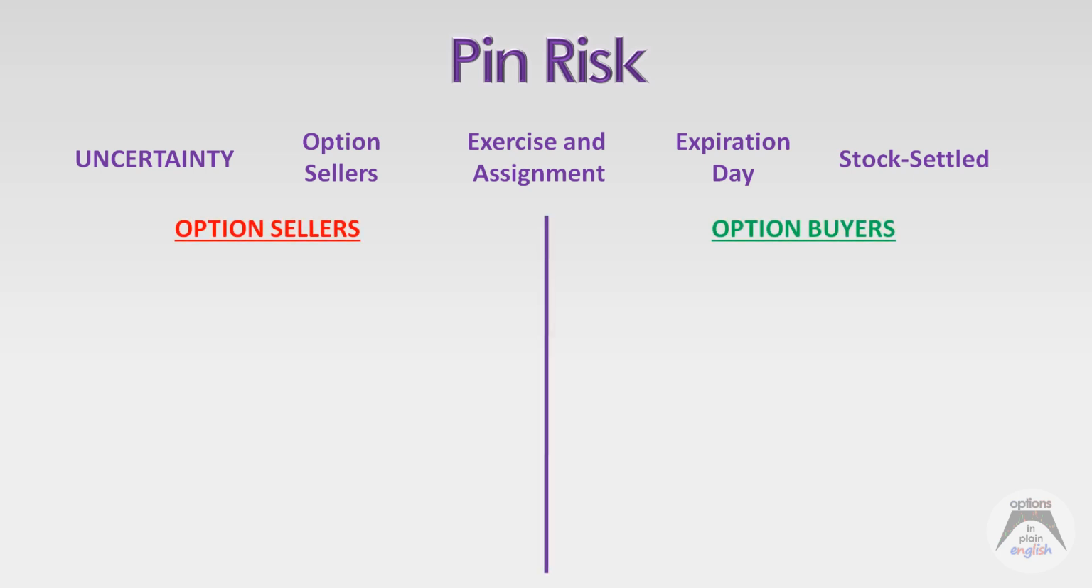Now let's take a look at option sellers and option buyers, but we're going to focus first on the sellers because those are the ones that are exposed to pin risk. If the underlying price on expiration day is very close to the strike price, so you are at risk of your option being in the money and then out of the money and then back in the money, one of the things that you can do to very easily remove this risk is just close your position.